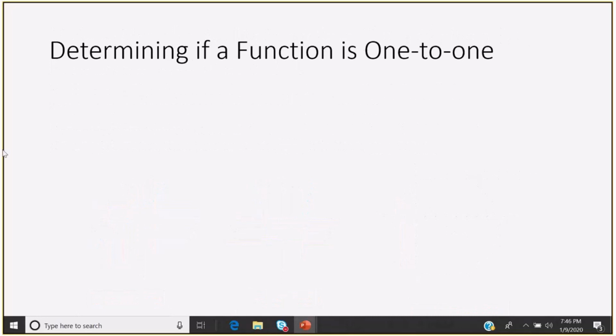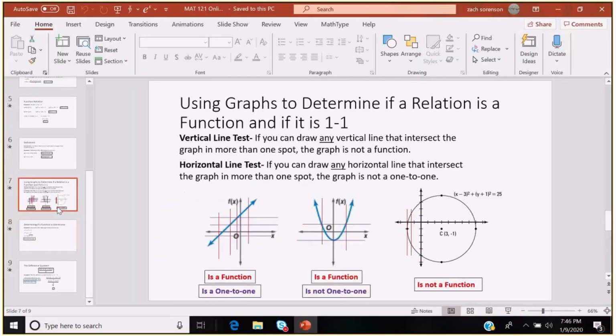Let me pull up that slide in case we can't see it. So this is what we were missing, the bottom part. So that first graph was one-to-one, and the second graph was not one-to-one because we could draw that line that intersected 2 points, as we saw. Okay, let's get back to it.